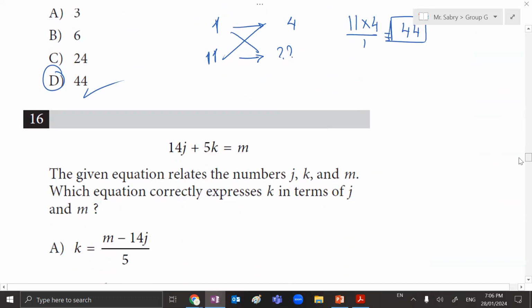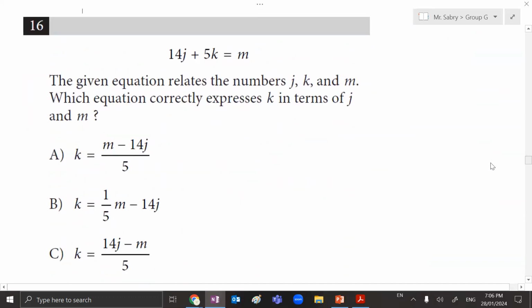Let's check 16. 14j plus 5k equals m. You will ask which equation correctly expresses k in terms of whatsoever. When they ask k in terms of anything, I need k alone equals everything else. So that is what I'll do here. I'll take the equation and try to move everything around the k to the other side. The first thing that needs to be moved is the 14j.